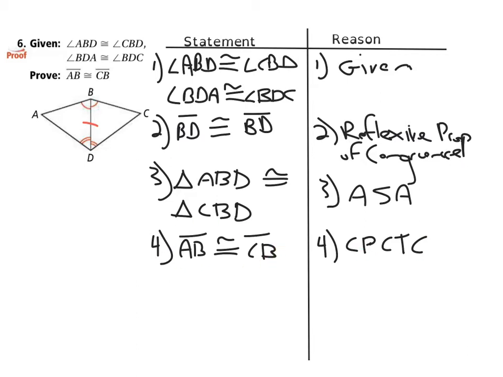Once we know that two triangles are congruent, we can name any corresponding parts as congruent through the CPCTC. Corresponding parts of congruent triangles are congruent. And that's it, we're done.